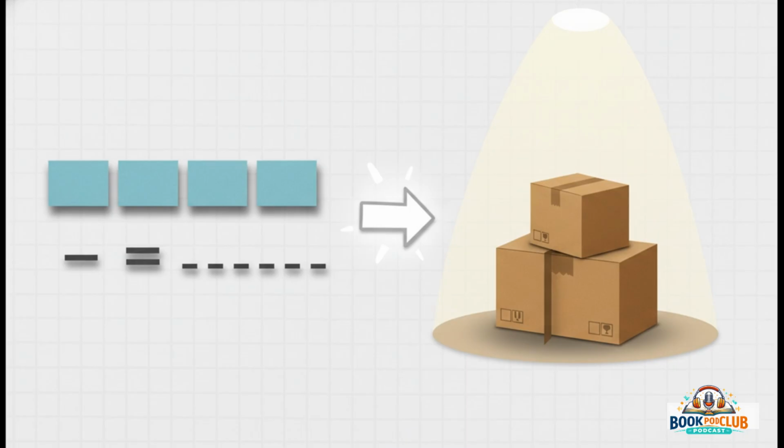What's it telling us? It says 0 times the number of bags, plus -4 times the number of boxes equals -12. Wait a second, that's just -4y equals -12. We can solve that in our heads. Y must be 3. Boom, we found the number of boxes.